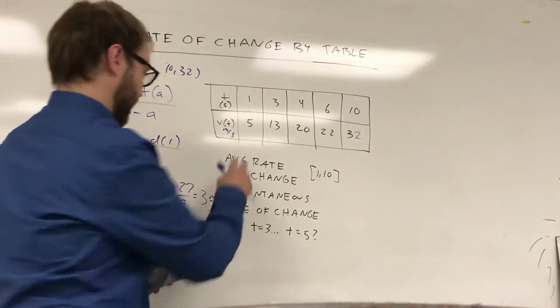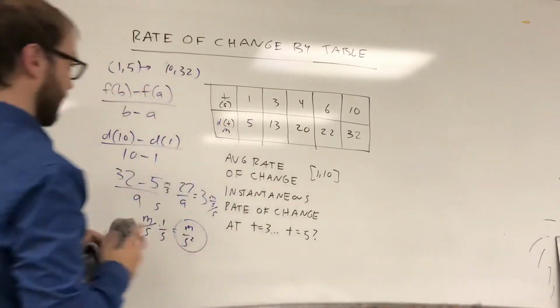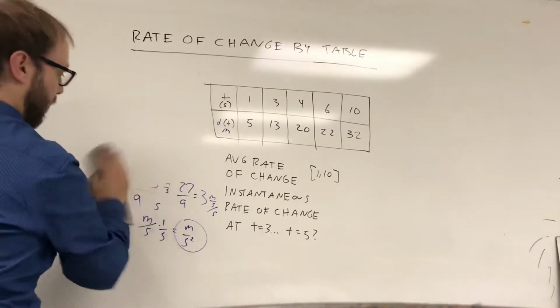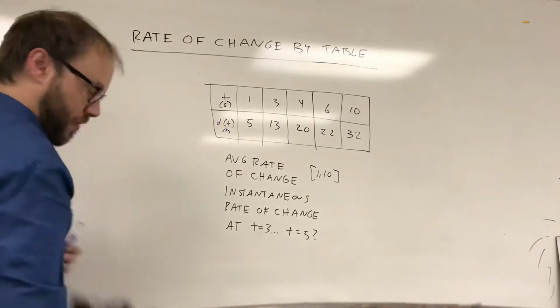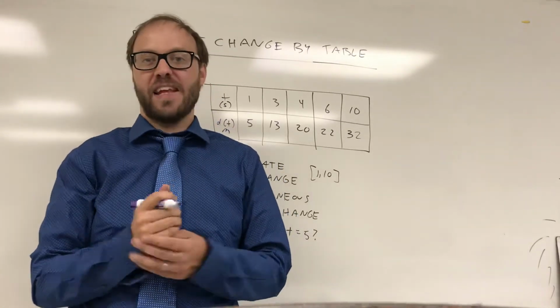Okay, let's go back to the original though. This is going to be d of t, and this is going to be in meters. Okay, let's look at instantaneous rate of change now. So again, we don't have the actual function. We can't do actual calculus with this. We're not going to be able to find the actual instantaneous rate of change.